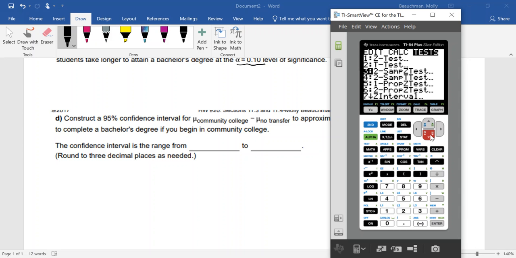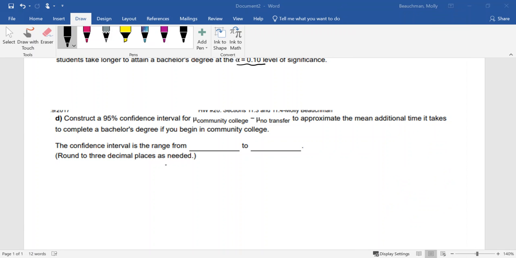So the confidence interval is a 2-sample t-interval. Okay, so we still have the values in that we typed in before. And I want a confidence level of what the problem is asking for, which is 95%. Not pooled, and calculate. So I'm going to round it to 3 decimal places, 0.769 to 1.071. So what does this mean?